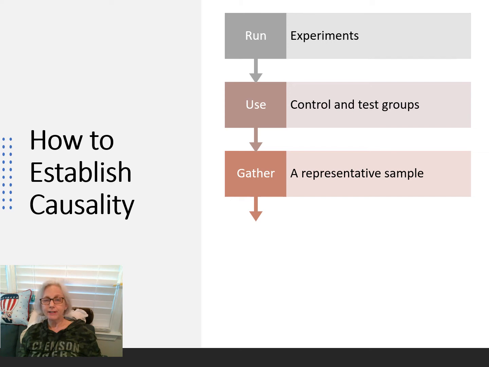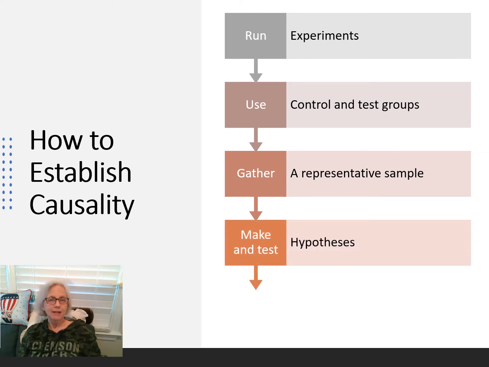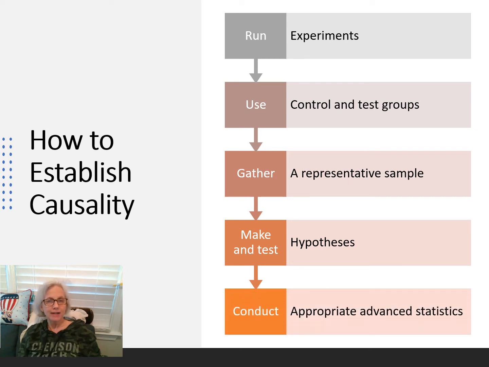Gather a representative sample of whatever group you're hoping to survey. Make and test hypotheses, with most of them made in advance or a priori. Conduct appropriate advanced statistics to help to determine causality if present. Establishing significant relationships, correlations, are still valuable contributions to study.